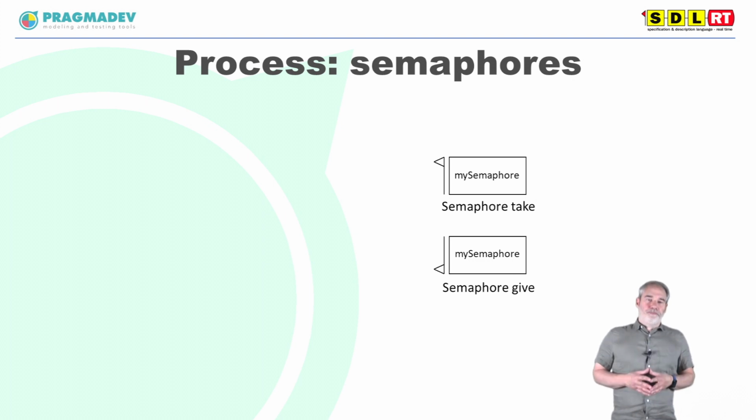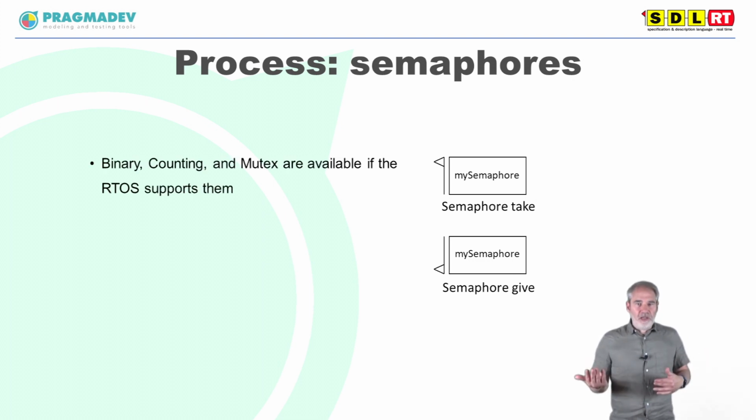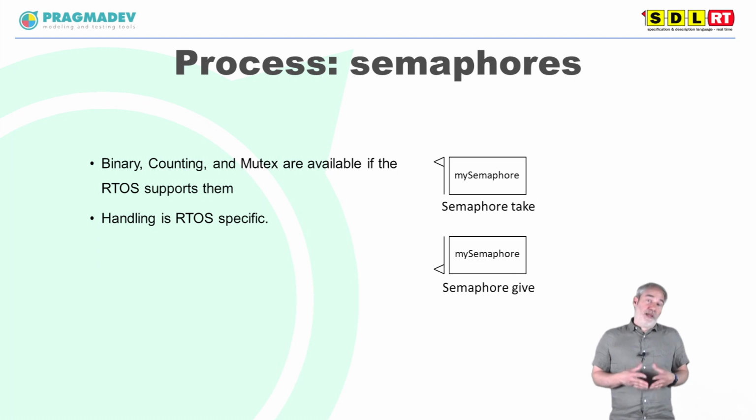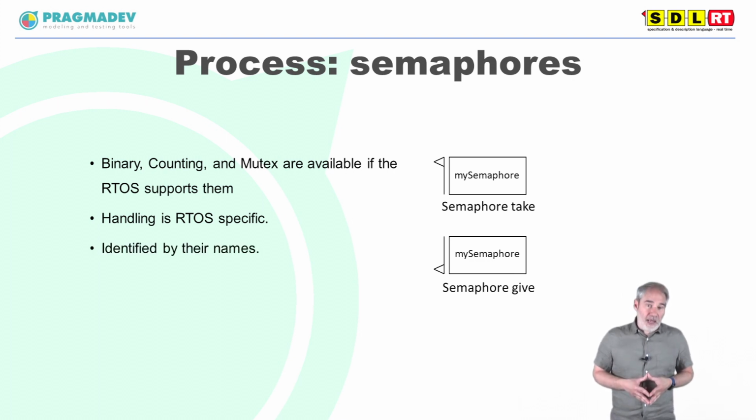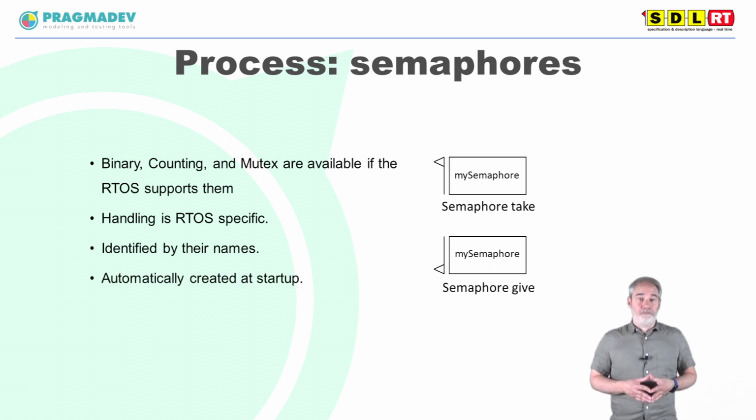Now, semaphores. The concepts are the same as the ones found in a real-time operating system. So binary, counting, and mutex are available if the underlying real-time operating system supports them. And the way they behave is real-time operating system specific. From the model point of view, SDL-RT semaphores are identified by their names and they are automatically created at startup.